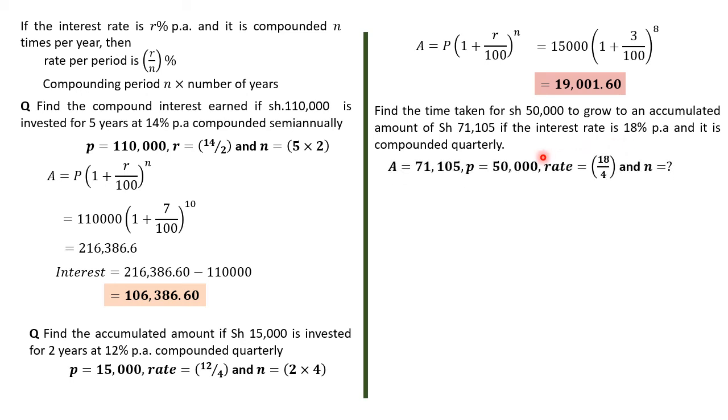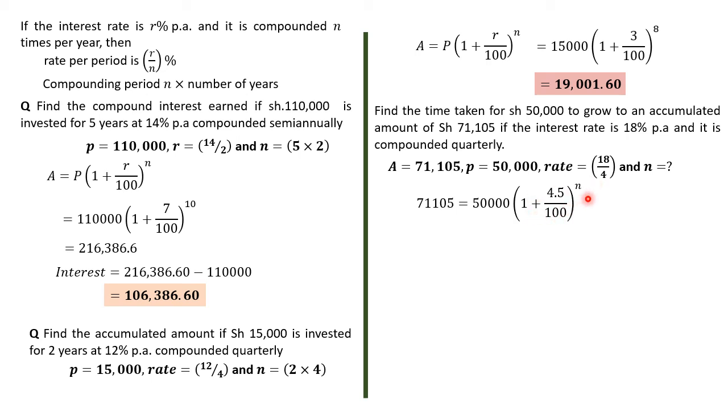Now, please notice that in this case, the amount is given, the principal is given, the rate is given, it is 18 over 4. The reason is it is 18 per annum and is compounded quarterly. We get 18 divided by 4 to get the rate. Because we have 4 quarters, we have 18 divided by 4 as the rate every quarter. The n we are not given. So we approach this question slightly differently, and this is what we do.